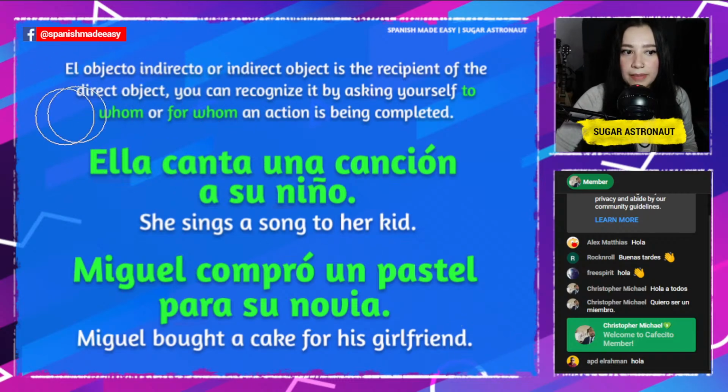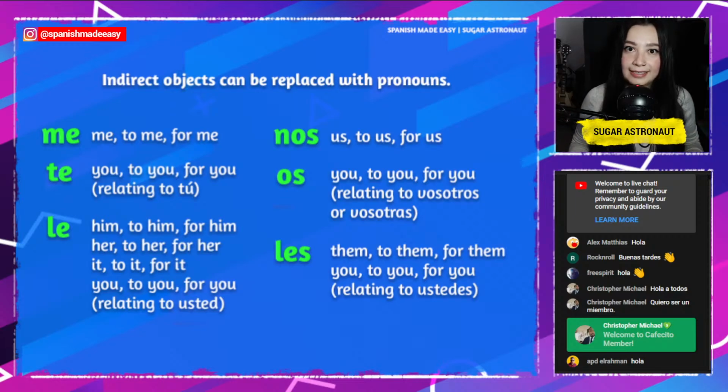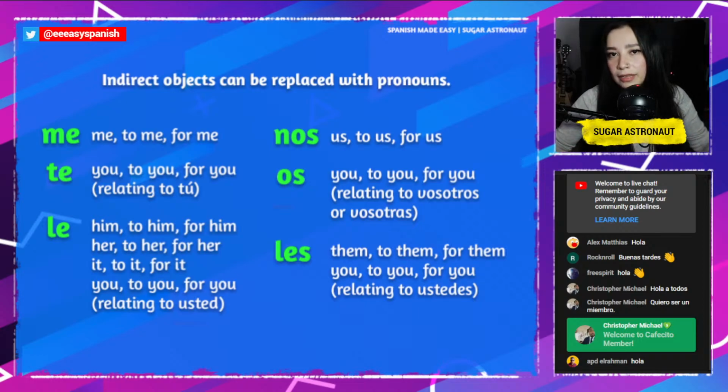Okay, now that we know about the indirect object, or el objeto indirecto, let's learn the pronouns that we can use, because you can replace the indirect objects with pronouns. Direct objects in sentences can also be replaced with pronouns, but if you watched the previous lesson, you probably know them already. If not, please feel free to check that out. Today we're going to focus only on the indirect object pronouns.